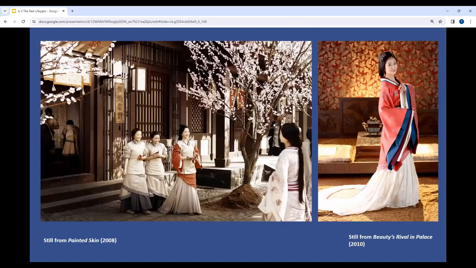Okay, so this I think came from the curved front. That weird skirt top and skirt combo, and the hairstyle, I think comes from actually film and TV costuming, because this is a still from the historical fantasy film Painted Skin. It's historical fantasy because it has, among other things, a shape-shifting fox spirit in it. And here we have a still from the TV series Beauty's Rival in Palace, which is from 2010. This is about the life and trials of the Empress Dou, who is actually a near contemporary of the Marquise of Dai, whose clothes we just spent, you know, half an hour looking at.